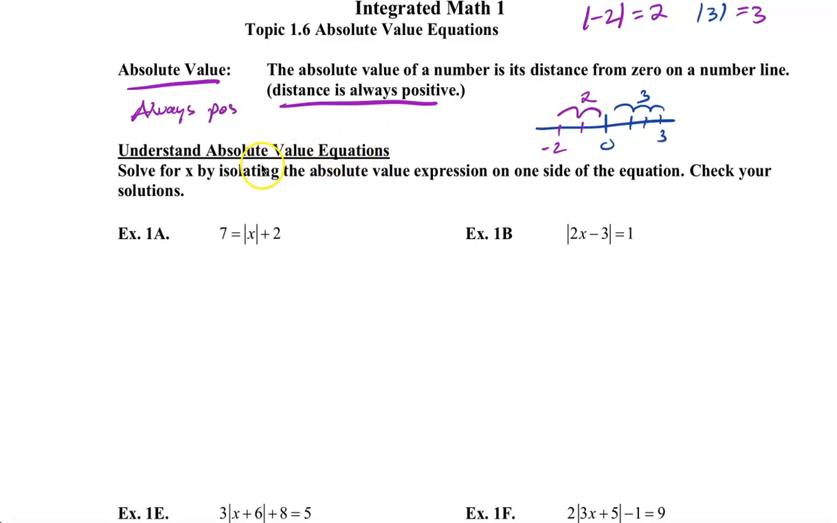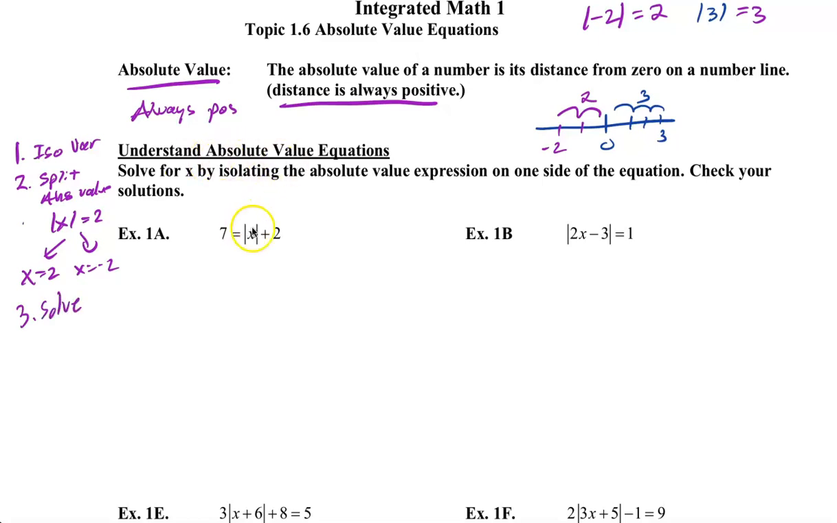So, the way we solve an absolute value equation is, 1, we want to isolate the absolute value. And then 2, we're going to split the absolute value. We're going to do 1 negative and 1 positive. We'll talk a little bit more about that, and then we're just going to solve it. So after you split it, you just solve. So that's going to be the process. So let's do a few examples.